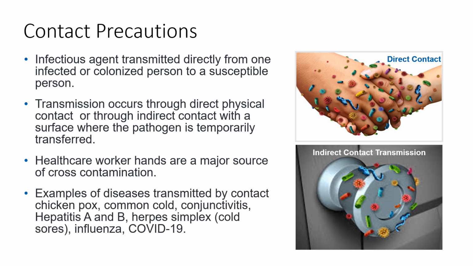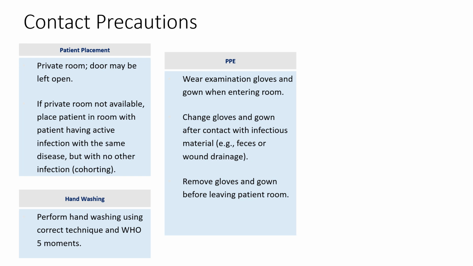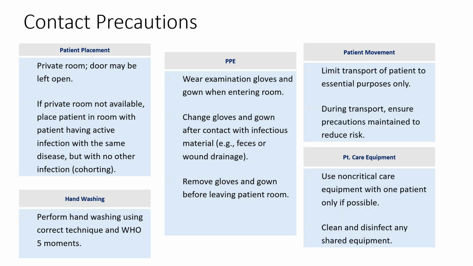Hand hygiene is the most important measure in all the transmission-based precautions and contact precautions. It is more vital along with the wearing of gown. A private room should be available for the patient infected with contact infections like burns, boils, and infections with drug-resistant organisms. Gown and gloves should be worn while entering the room, and changed after contact with infectious material. Limit the transport of the patient to essential purposes only.